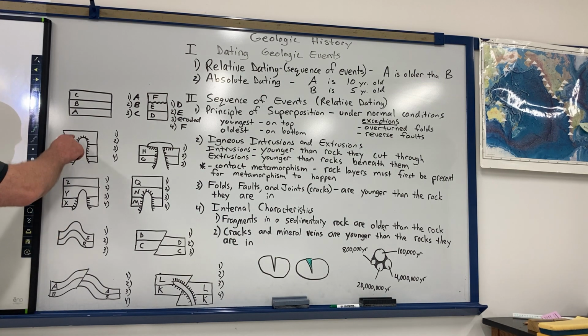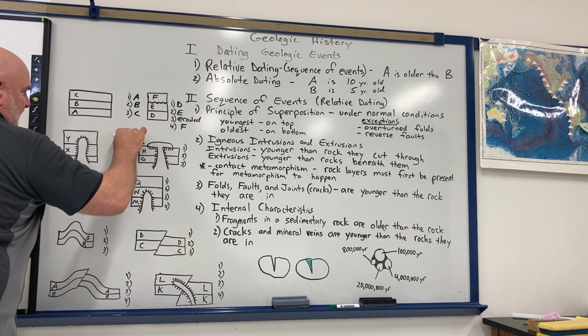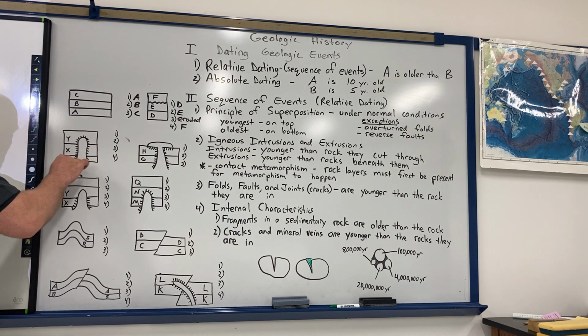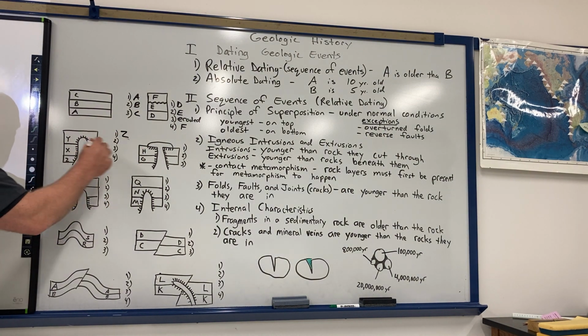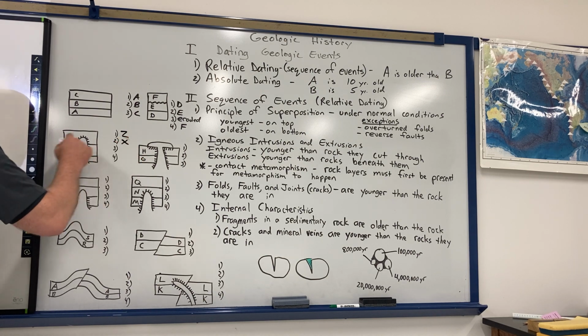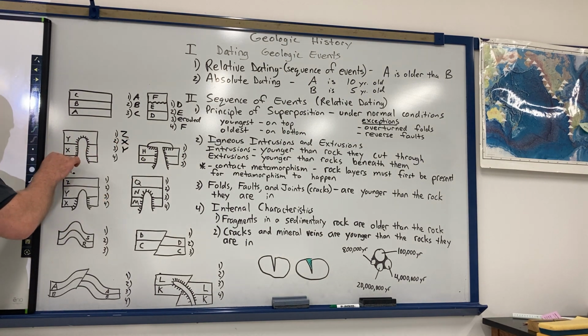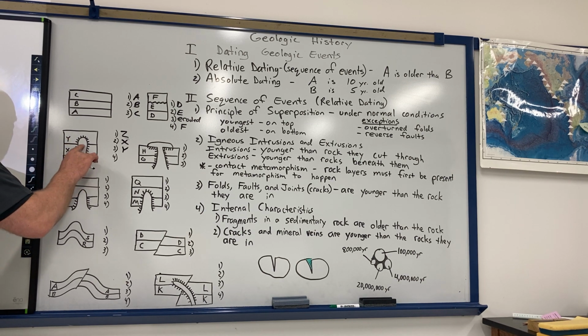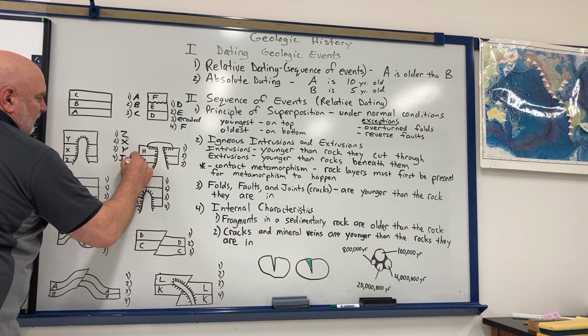All right, so for this guy right here, for X, Y, and Z, the first thing to happen for these would be the bottom layer formed, so Z formed first, then X formed, then Y formed, all right? Then after all three of those layers formed, this igneous intrusion came up. So I'm just gonna write INT for intrusion.